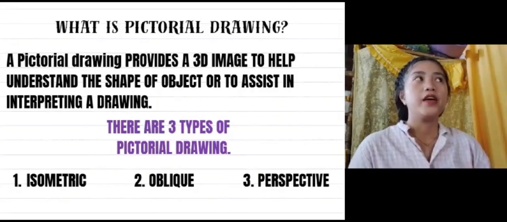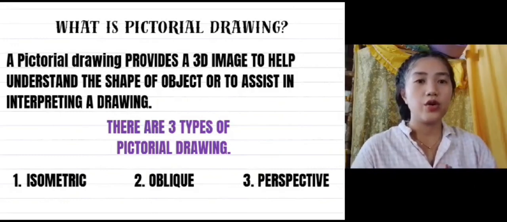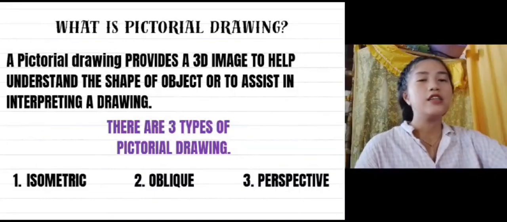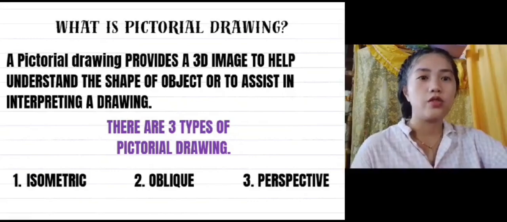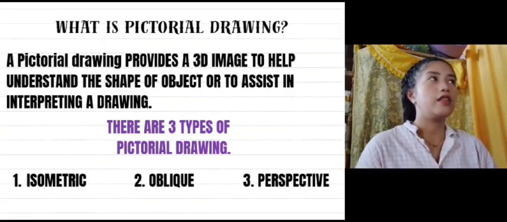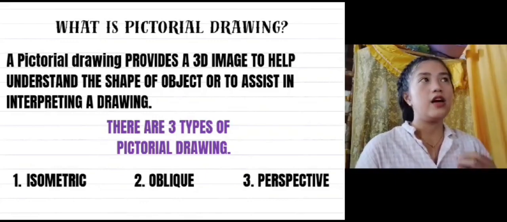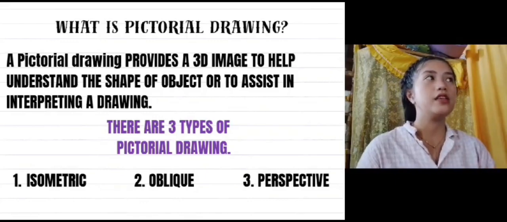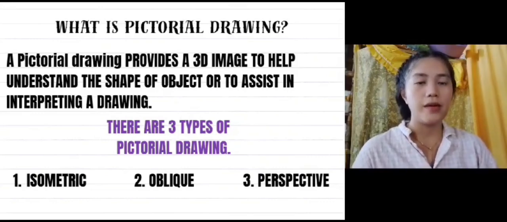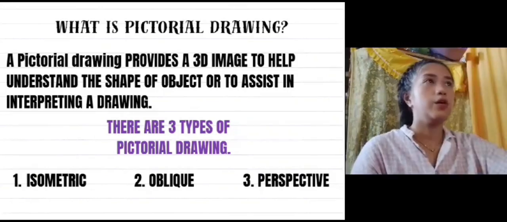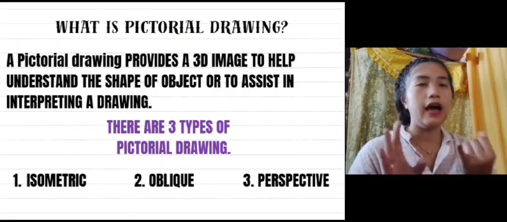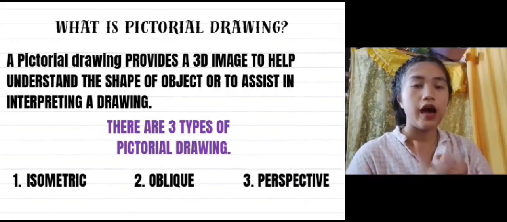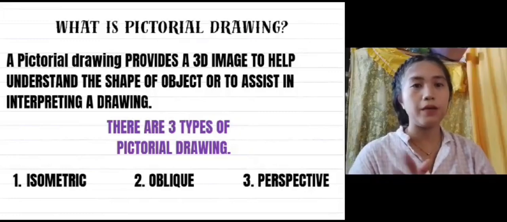It's like how you would see it in real life. Then, this drawing can be made by hand or with sketch or drawing tools. Then, these are often used by engineers and architects. Then, it also gives a 3D view of an object, which makes it easier to understand its shape and design. So we have three types of pictorial drawing. We have first the isometric, second the oblique, and third the perspective.